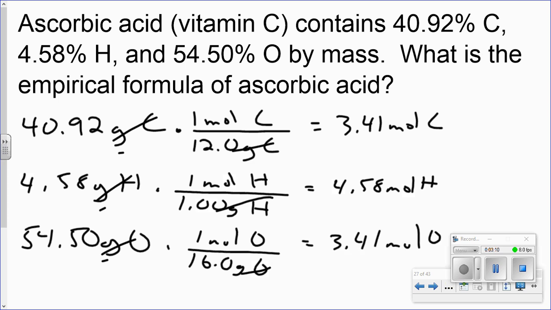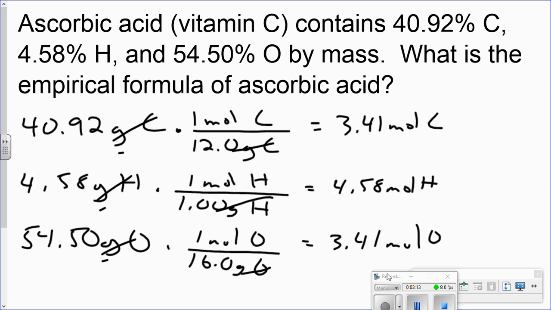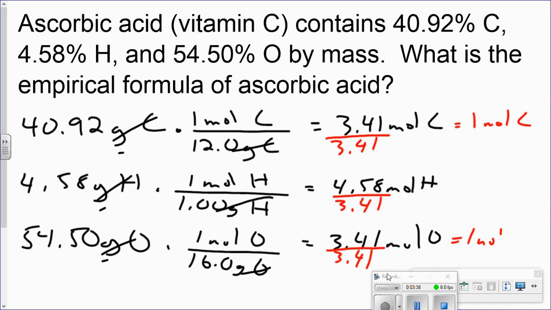Now what we need is a ratio. The way we find ratios is to divide by numbers, and what we need to divide by is the lowest number represented. 3.41 is the lowest number represented. As a matter of fact, it's represented twice. So divide everything by the lowest set of moles you see. This comes out to be 1 mole of carbon. This is also 1 mole of oxygen. But now I have to do a little math here. 4.58 divided by 3.41 gives us 1.34 moles of hydrogen.